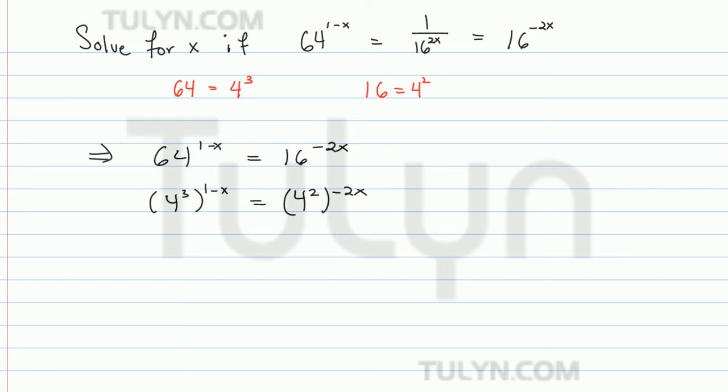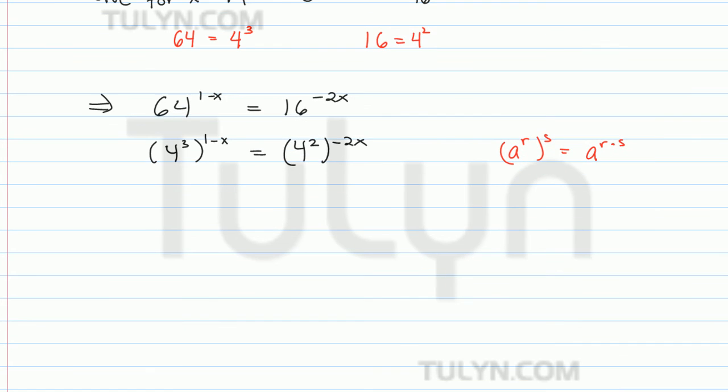And now to simplify, we use that property of exponents that says if you take a power to another power, what you do is you multiply the exponents. So let's multiply these guys out. So here we're going to get 4 to the 3 times 1 minus x on the left, and on the right we're going to get 4 to the 2 times negative 2x, which is just negative 4x.